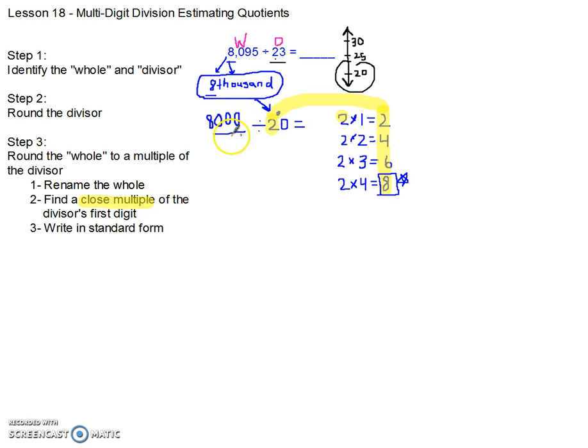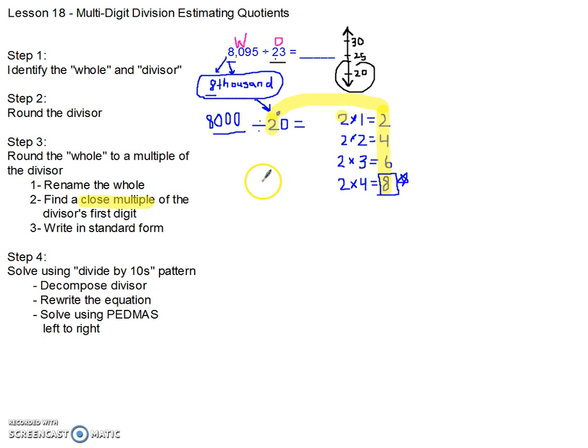So now I have my new equation with my rounded whole and my rounded divisor. Now I'm ready to solve. First, I want to decompose my divisor into a kind of divide by tens rule. So I would ask myself, what multiple of 10, or power of 10, could I divide 20 into? And I see right away that my 20 is in my tens column, so I could pull out that 10, and I know that 10 times 2 is equal to 20. So I can use these two numbers to rewrite my equation, which is the step 2.